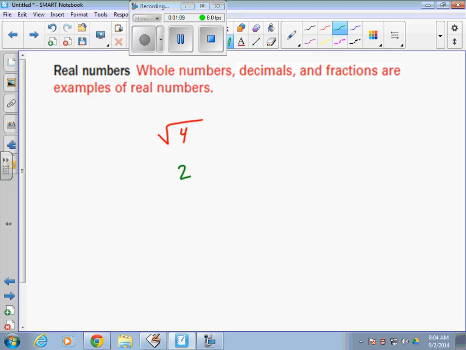What is not a real number is this right here. The square root of -4. You can, however, use this, and they devised a way to where we can work problems like this, because if you get the number 2, 2 times itself is 4, and -2 times itself is 4. Neither one of those numbers times itself gives you -4.